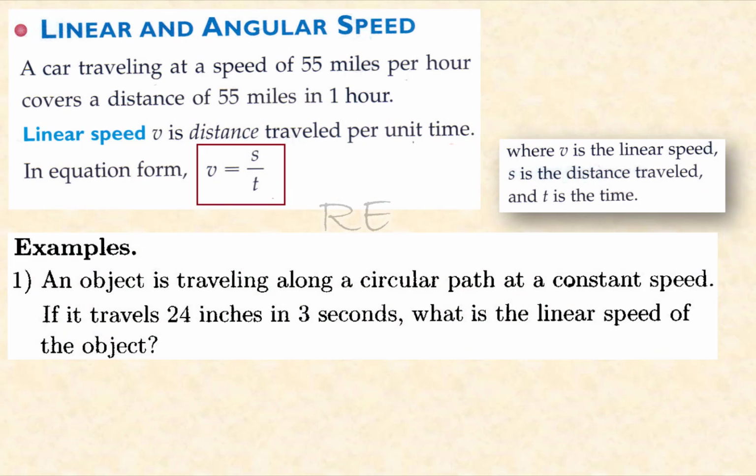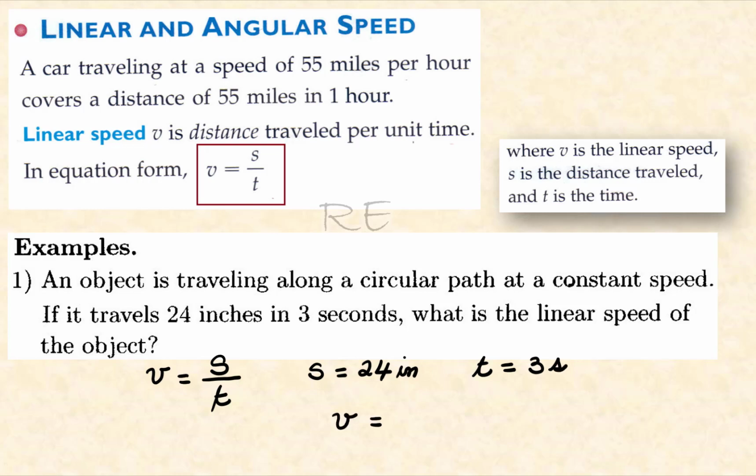Linear speed v is equal to the distance traveled per unit time. So v is equal to s divided by t. V is the linear speed, s the distance traveled, and t the time. An object is traveling along a circular path at a constant speed. If it travels 24 inches in 3 seconds, what is the linear speed? Linear speed is equal to distance traveled divided by time. The distance traveled is 24 inches and the time is 3 seconds. Therefore, the linear speed is 24 inches divided by 3 seconds. The linear speed will be equal to 8 inches per second.